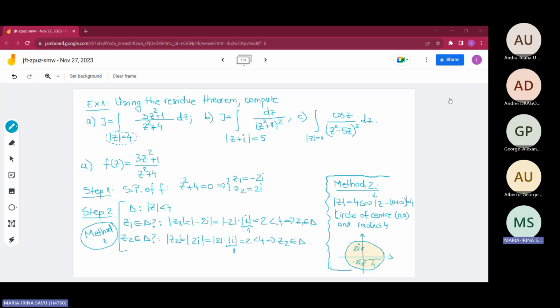Did you succeed to solve this problem? Have you tried to solve it? Have you tried to follow the steps to find the singular points in the domain? Or are you still working?